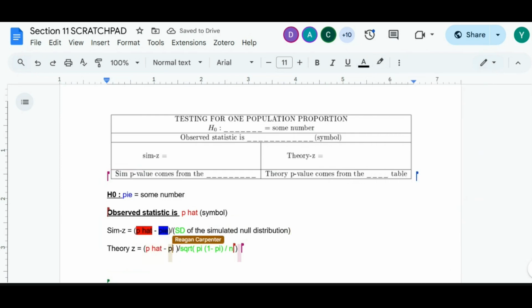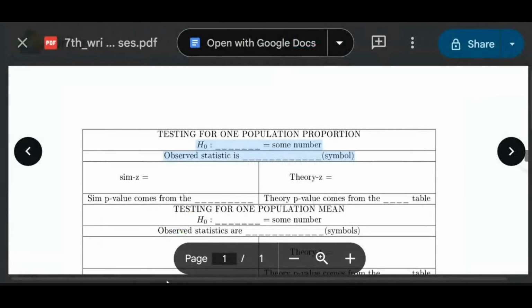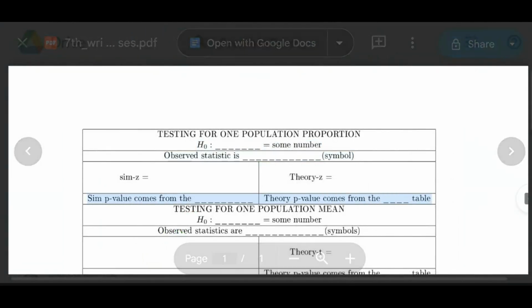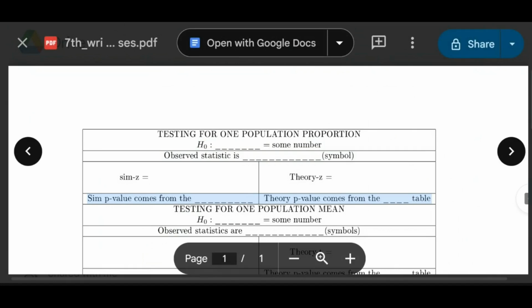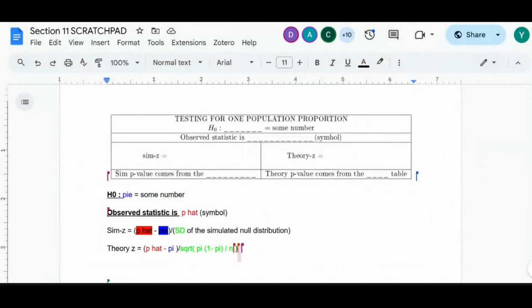Very good. All right. Okay. So let's just answer. I think the hard part is all done now. Do you know where the sim p-value comes from? And where does the theory p-value come from? This one, I would be very interested to see if anyone knows how to answer this one.